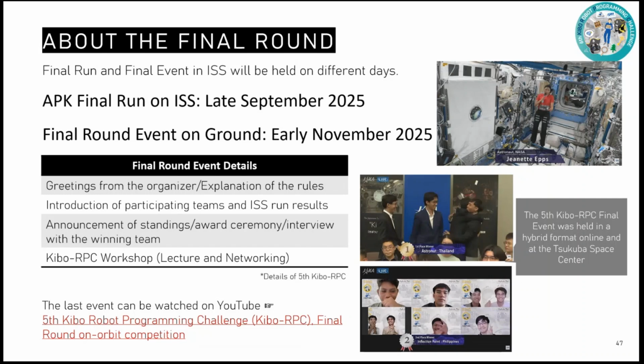Next, the final round event, where the results of the competition from the APK final run are watched with astronauts and the results are announced. The format of the event is most likely to be online and on-site, but we will inform you of the details as soon as we decide. It should be online and on-site at Tsukuba Space Center. Also note that the final round event will be uploaded on YouTube at a later date, so even teams that could not access the final round can also watch the event.